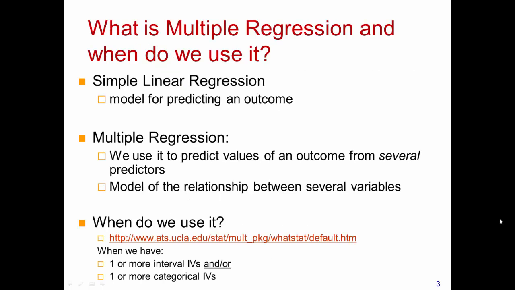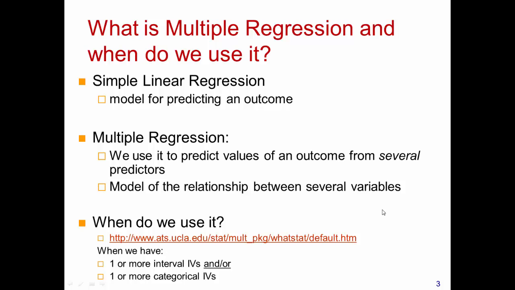Here are our objectives. Simple linear regression is a model we use to predict the value of one variable from another. Multiple regression is a natural extension of the simple linear regression model, and what we do is we use it to predict the value of an outcome from several predictor variables. It's a hypothetical model of the relationship among several variables. We've provided a link here to a UCLA website that provides instructions for performing different statistical analyses using SPSS and a few other statistical programs. It's a great website to use.